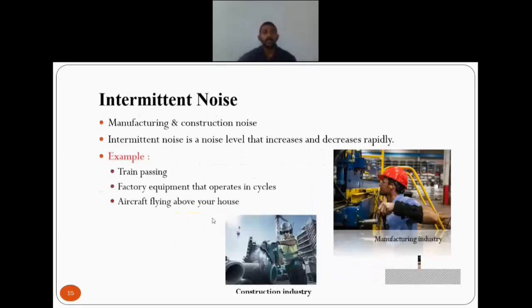Next, we are moving to intermittent noise. Intermittent noise means a sound suddenly comes and decreases rapidly. The main examples are a flight passing over us, and a train passing near us. That all comes under intermittent noise. It suddenly increases, and after a short time it decreases rapidly. This can also be measured using a sound level meter.